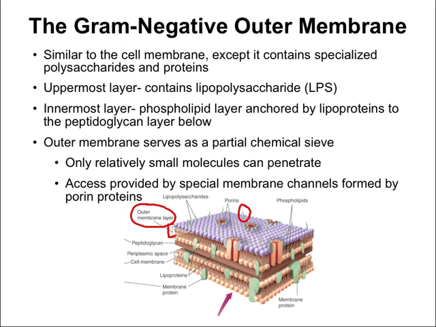This outer membrane serves as a partial chemical sieve, where only relatively small molecules can penetrate. These small molecules are allowed to penetrate through the porins. The porins have variable size, which can be controlled by the cell to disallow or allow molecules of a variety of different sizes. This porin size is the gram-negative bacteria's main defense against some of the antibiotics we use for treatment. So this is one of the reasons that gram-negative infections are much more challenging to treat.